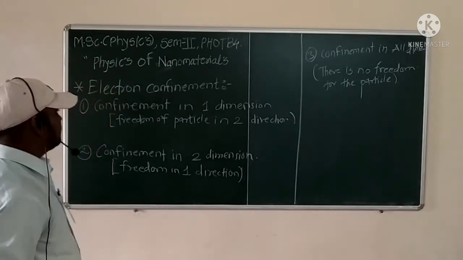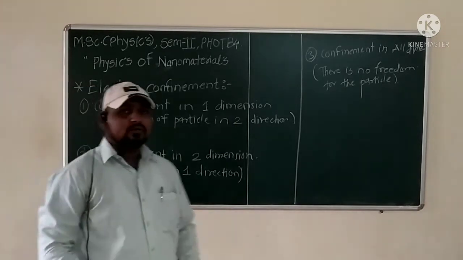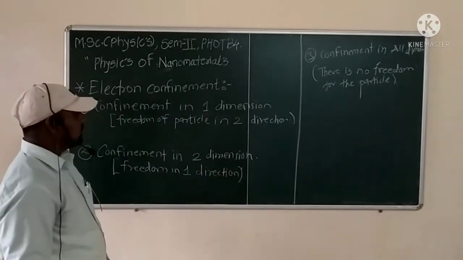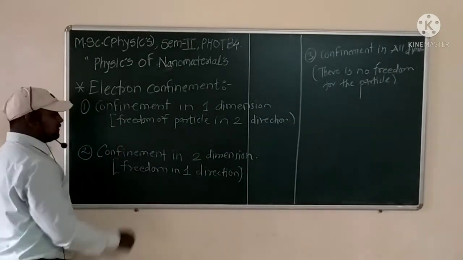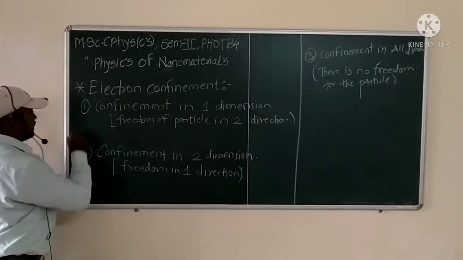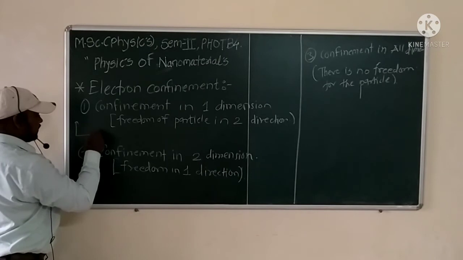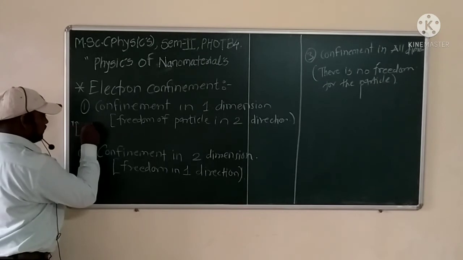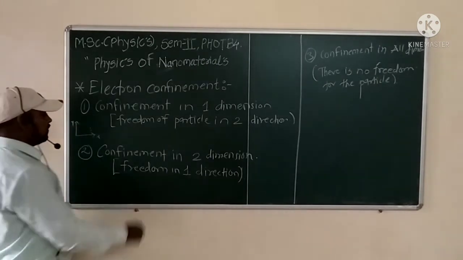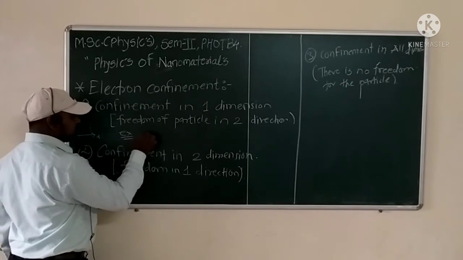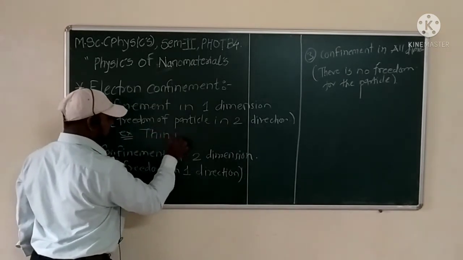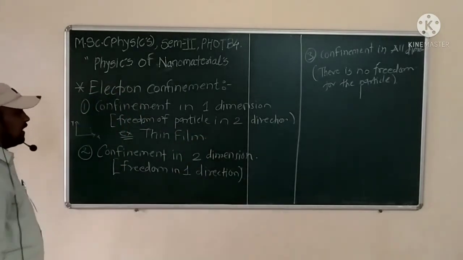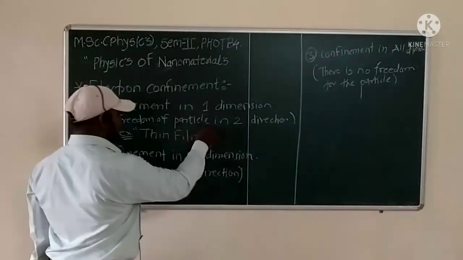How these confinements are directly related to nanoscience is that the confinement of a particle in one dimension represents the freedom of the particle in two dimensions, that is, the particle moves only in two dimensions, right? You can say only the x axis and y axis. If we elaborate this, we can think of thin films. So when we study confinement in one dimension, we actually study thin films.